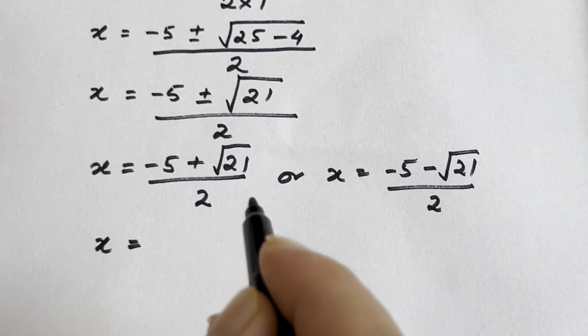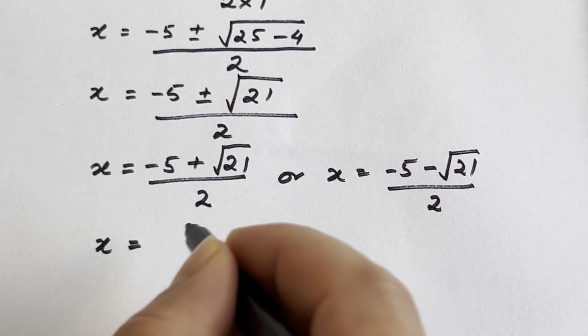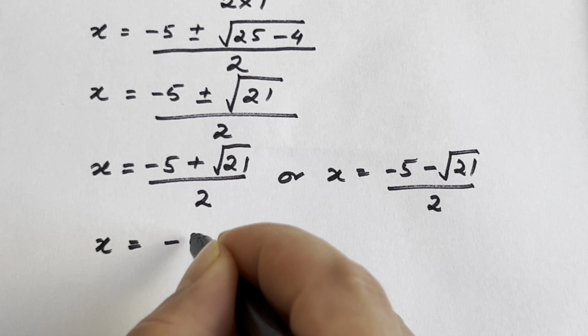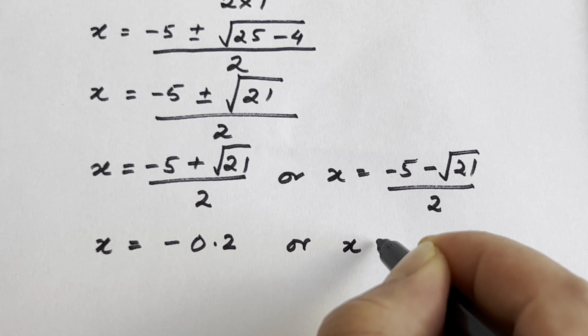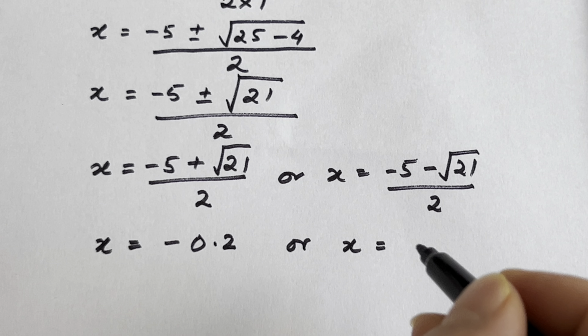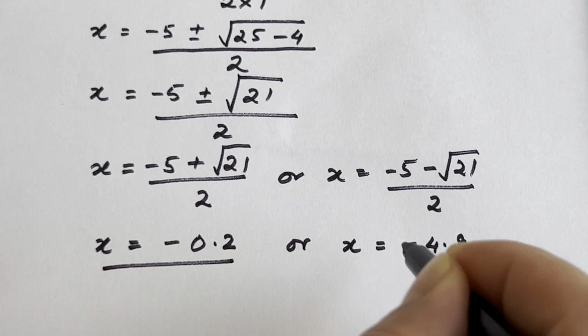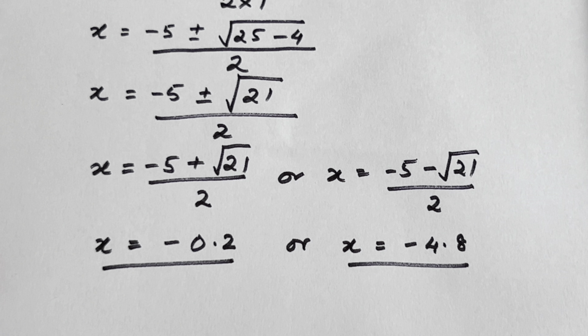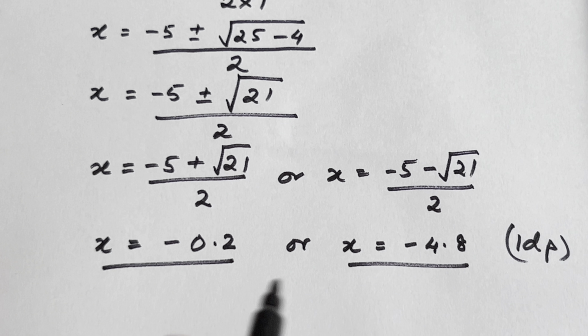So x will be, when you do that on the calculator, you will get in one decimal place, your answer is going to be minus 0.2, or x will be minus 4.8. So these are the two answers. Okay, this has been rounded to one decimal place, both the answers.